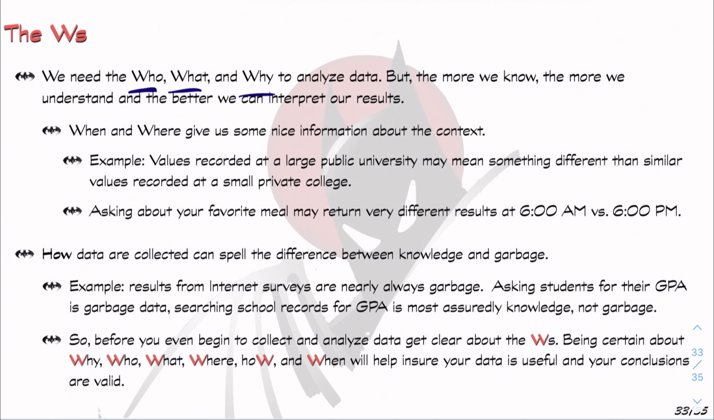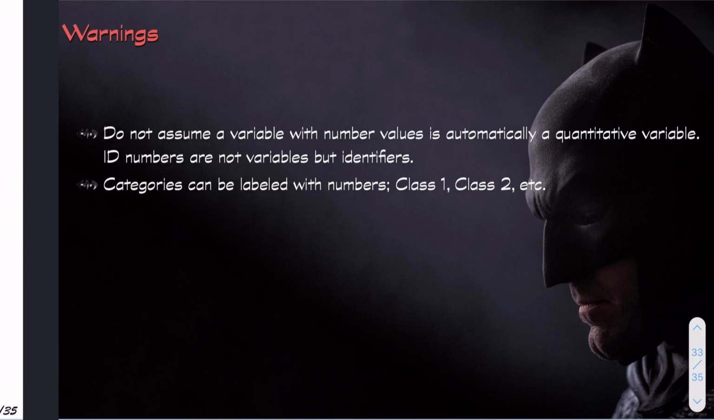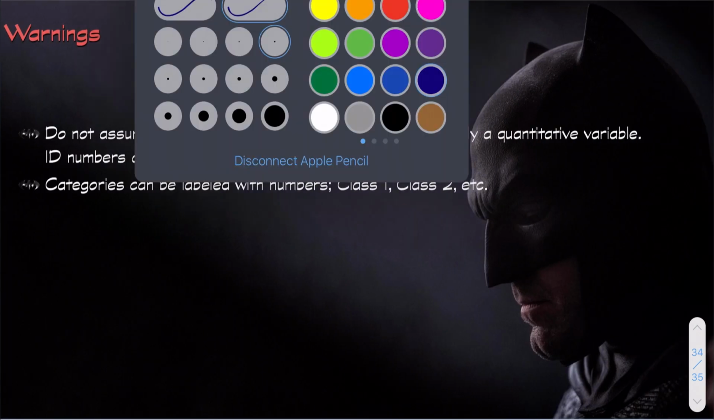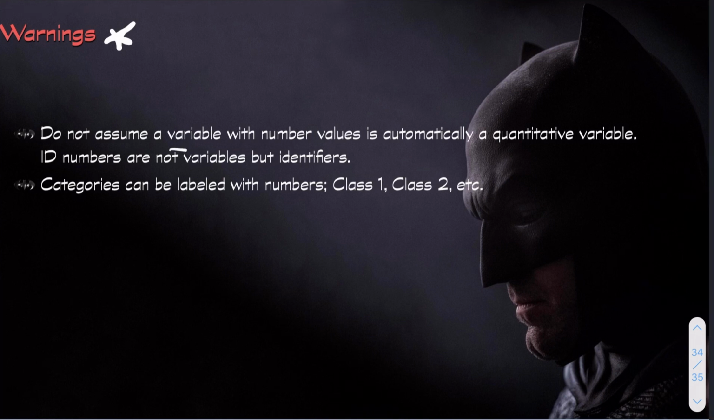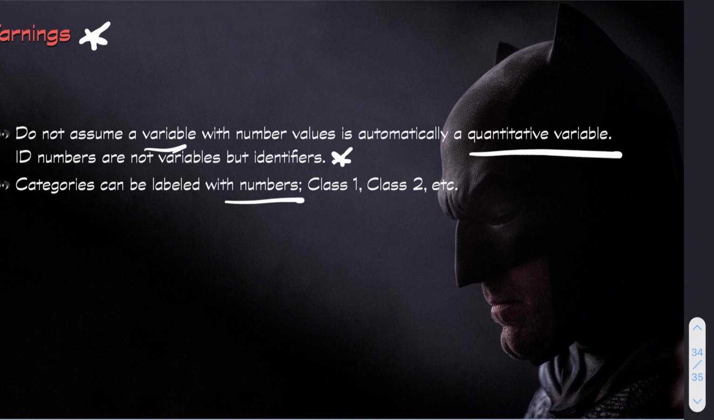So before we begin to collect data and analyze data, get clear about the W's. Being certain about why, who, what, where, how, and when will help ensure your data is useful and your conclusions are valid. A few warnings for us as we venture into the night. Do not assume a variable with number values is automatically a quantitative variable. ID numbers are not variables, but identifiers. And categories can be labeled with numbers, like class 1, class 2, etc. You get the point.